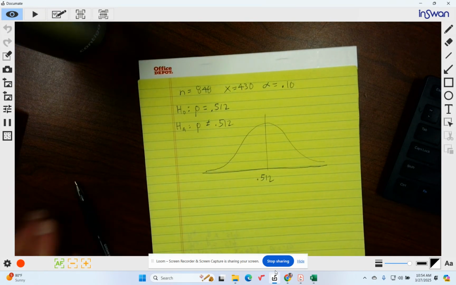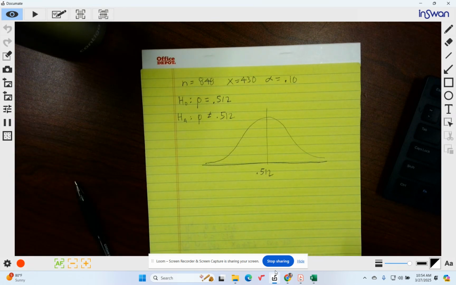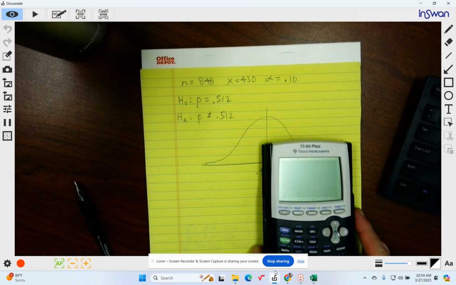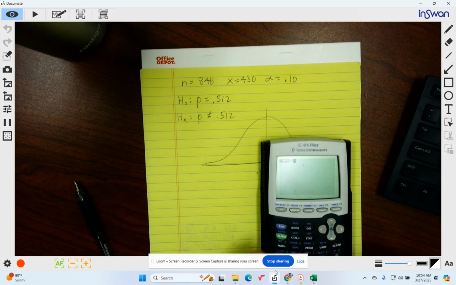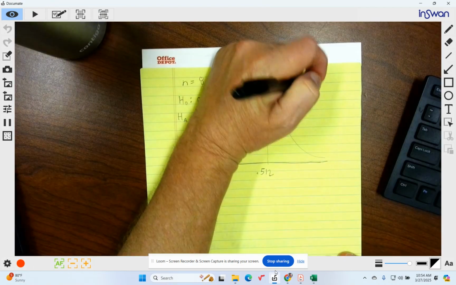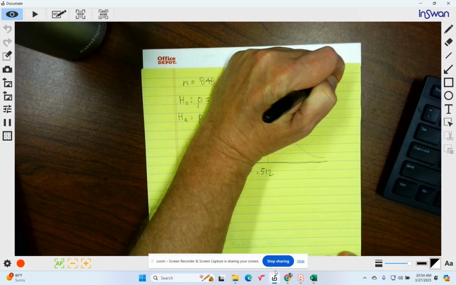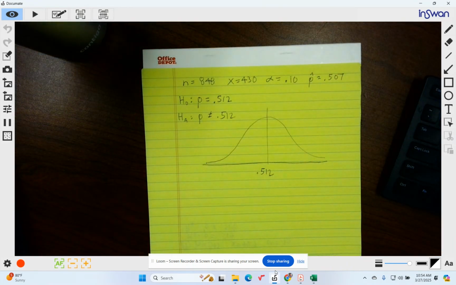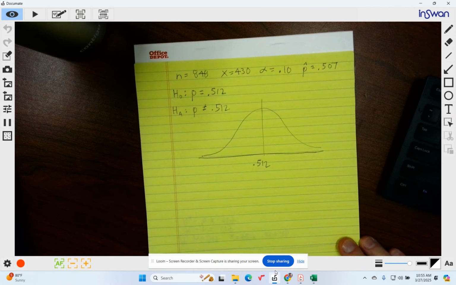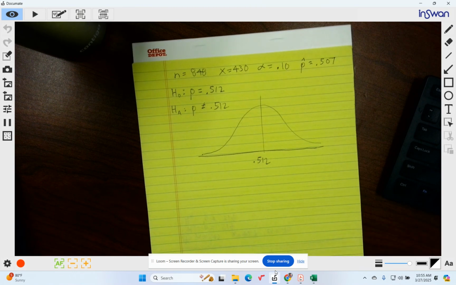So what is our p hat? What do we get out of this? 430 out of 848. So let me just calculate p hat. 430 divided by 848 is going to give me 0.507 if we round it to three decimals. So let me write that here. It's equal to 0.507. Well, heck, I guess I don't even really need to conduct a hypothesis test. So what are we looking to find out here, right? And I'll let you know what I mean. This 0.507 is so close to 0.512.